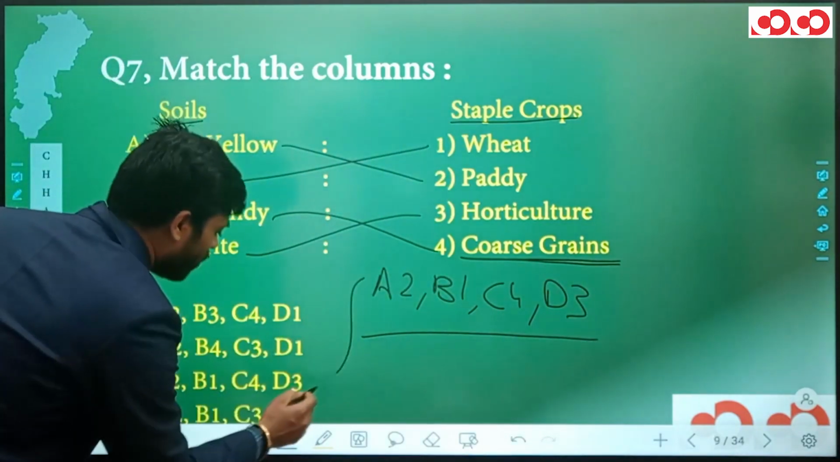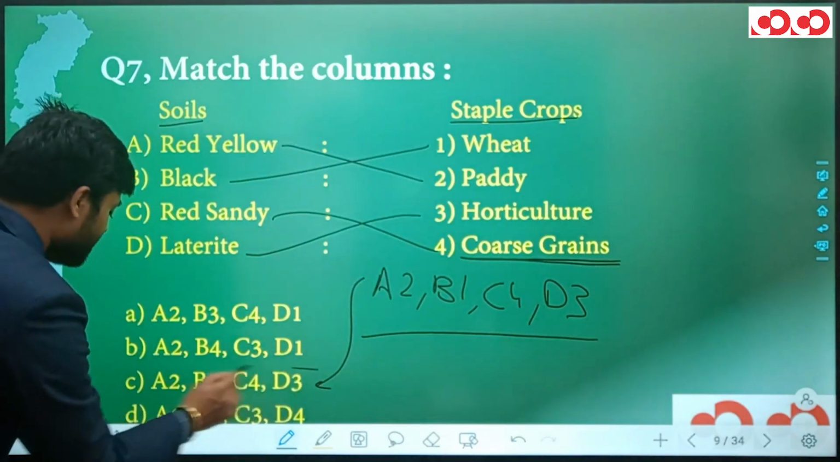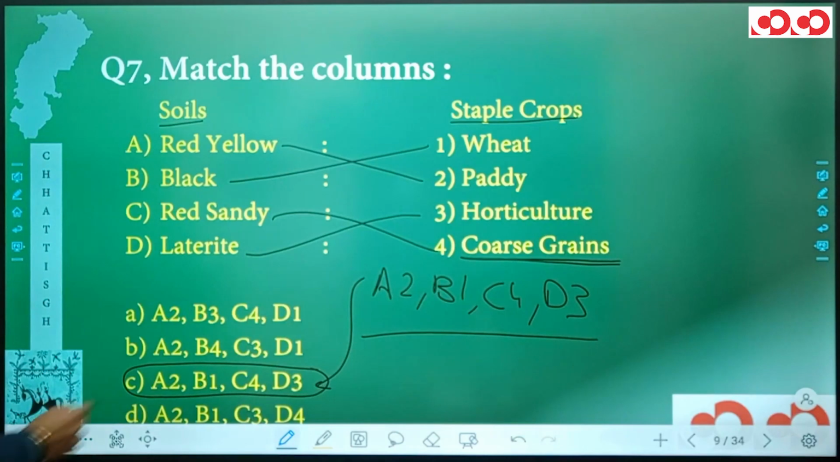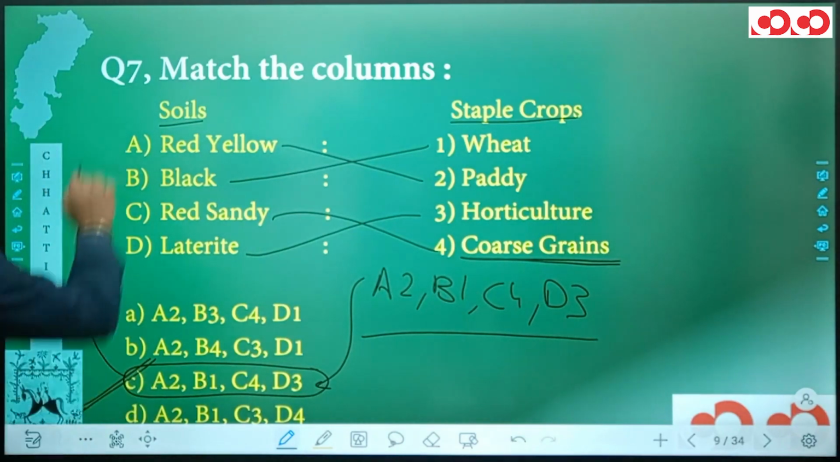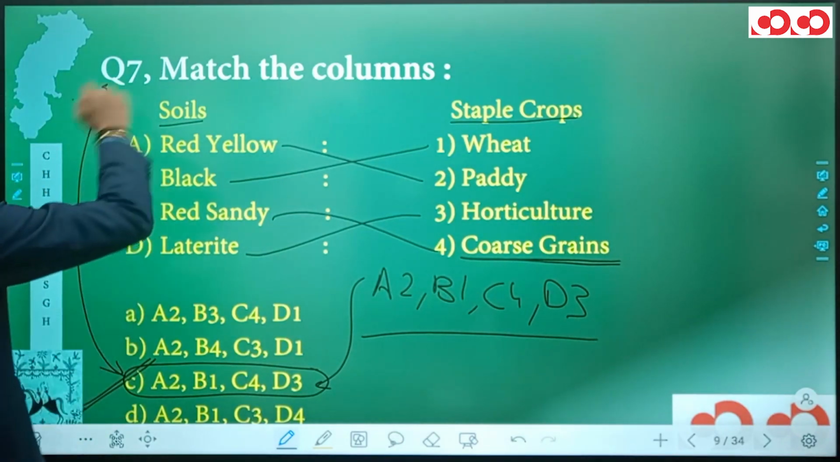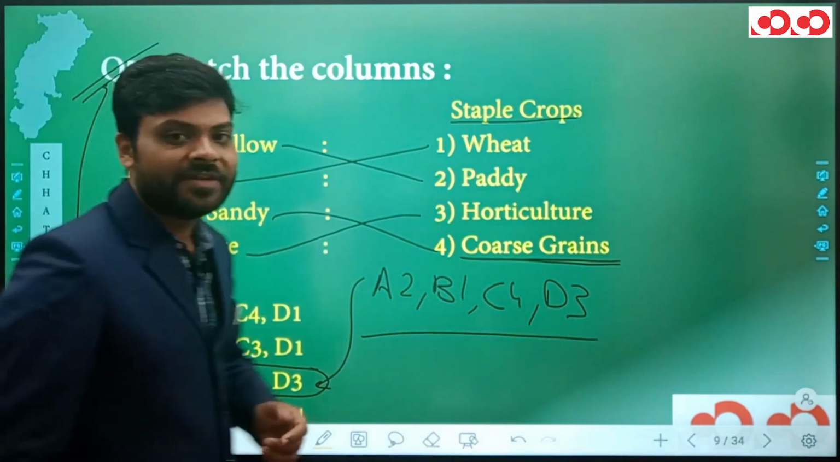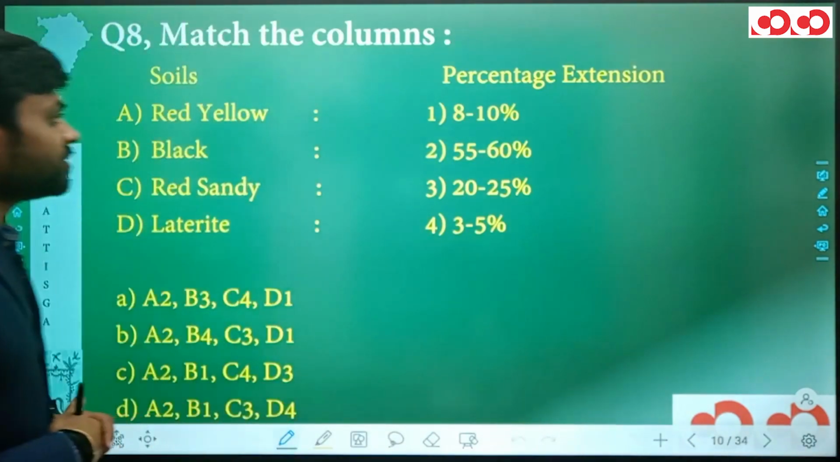When matching this with the options we have, in the option C, we have A2, B1, C4 and D3, and hence this option C is going to be the correct option for our 7th question. So this was all about our 7th question. Now let's move to our 8th question.